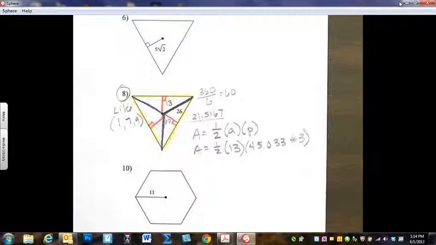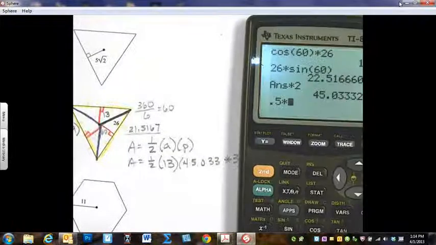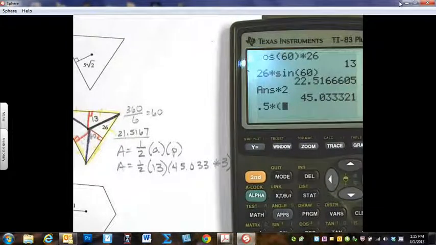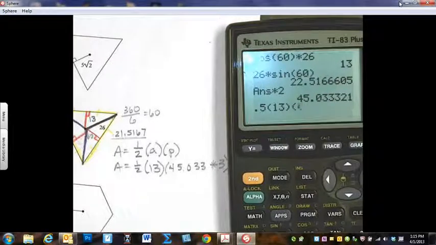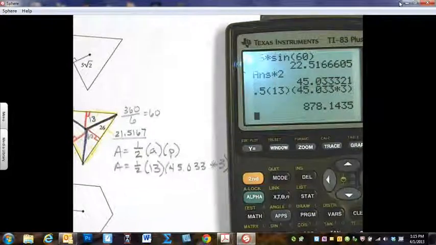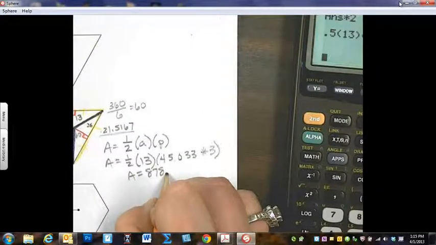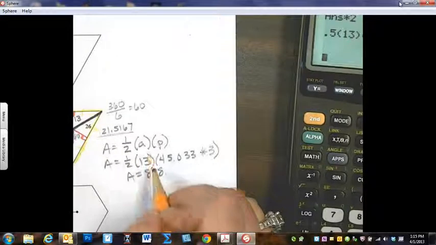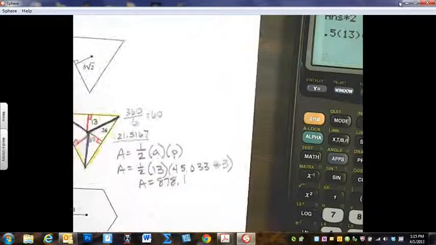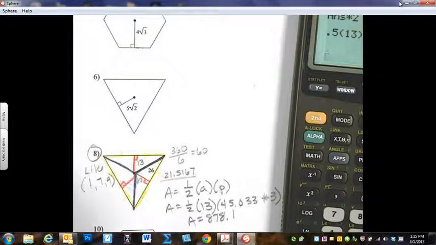Put that in your calculator. 0.5 times 13 times 45.033 times 3. And we get the area is equal to 878.1. Remember, this problem is just like 1, 7, and 9.